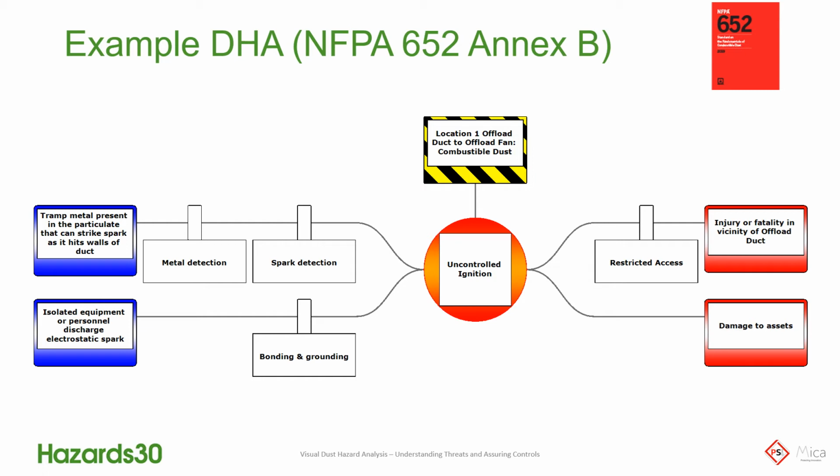It could be trapped material, and we prevent that by using metal detectors and spark detectors, or it could be electrostatic sparking, and we address that with bonding and grounding. After the ignition, we try and minimize the impact on personnel by restricting access. Obviously the asset is there all the time, so restricting access isn't an appropriate barrier or mitigation measure.